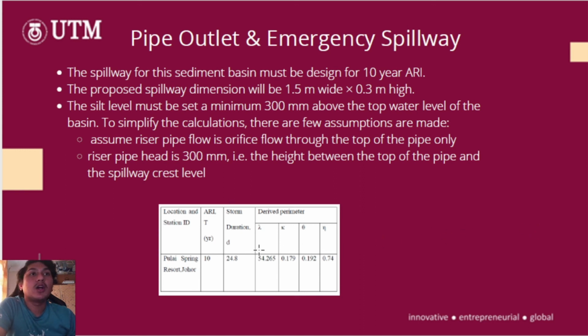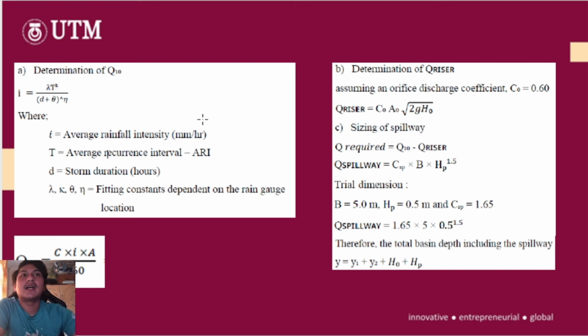Below is the table of ARI coefficients that we use. Next is to determine the Q10. First, we have to calculate the ARI using the rainfall intensity, and then we calculate the Q riser using this formula. In our design, we follow just the procedure contained in MASMA. So this is the procedure that we use in our design.